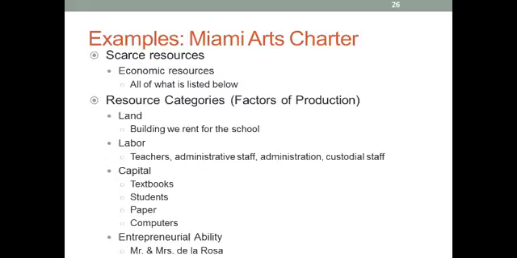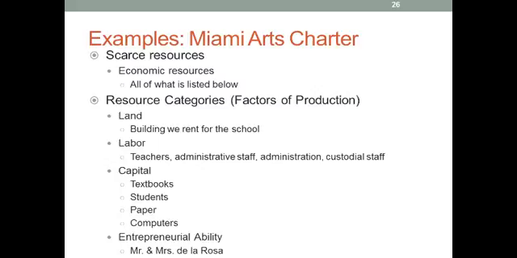So we have scarce resources, right? And those resources are economic resources, and that's all of what's listed below. So land, this is the building where the building is that we rent for the school. It's on top of the land. Labor would be the teachers, administrative staff, administration, custodial staff. Capital would be textbooks, students, paper, computers.